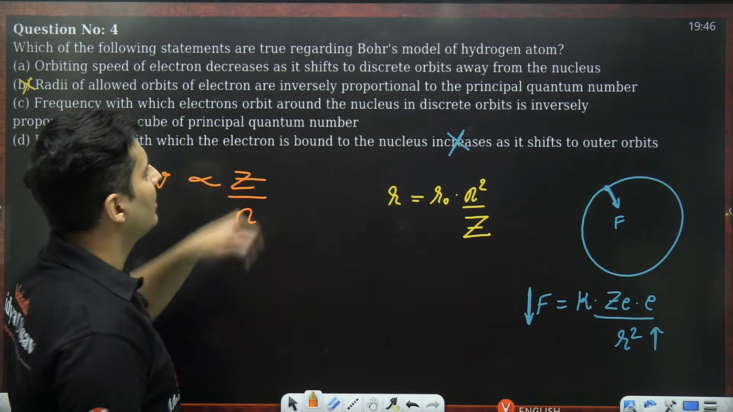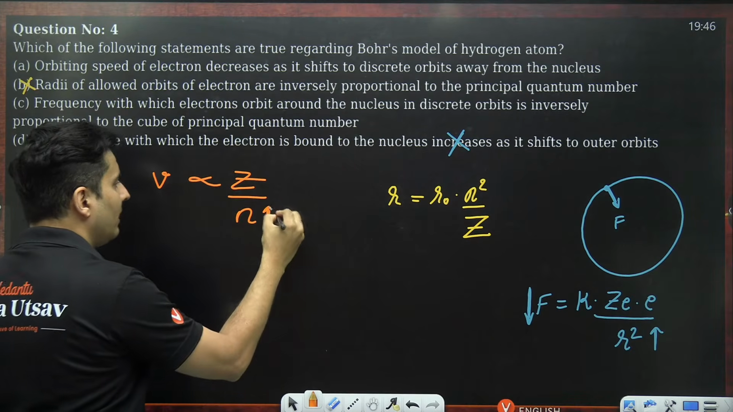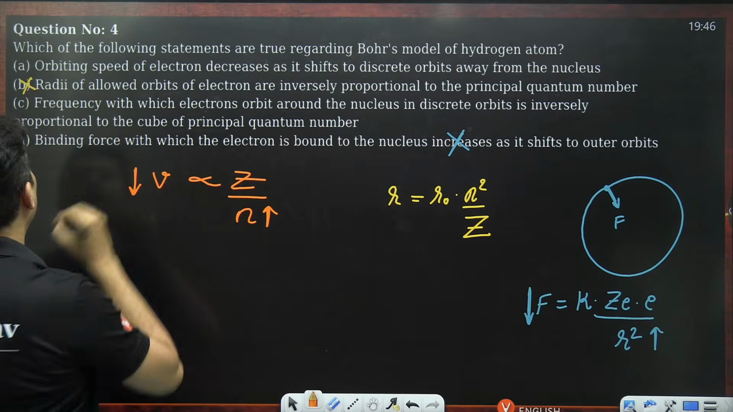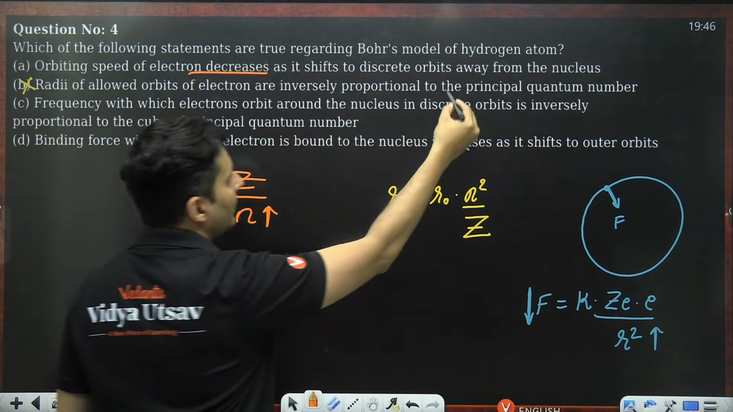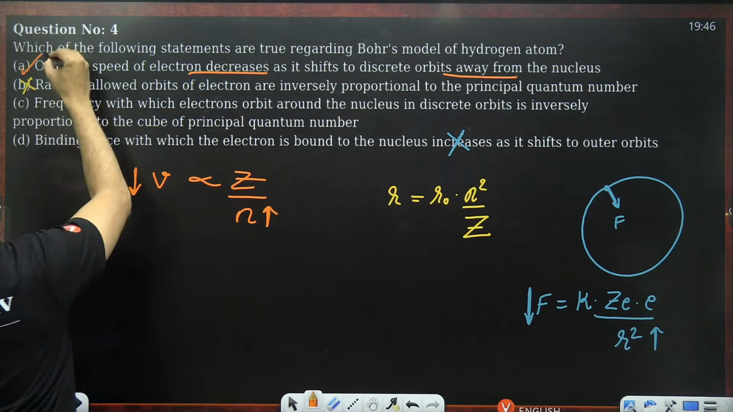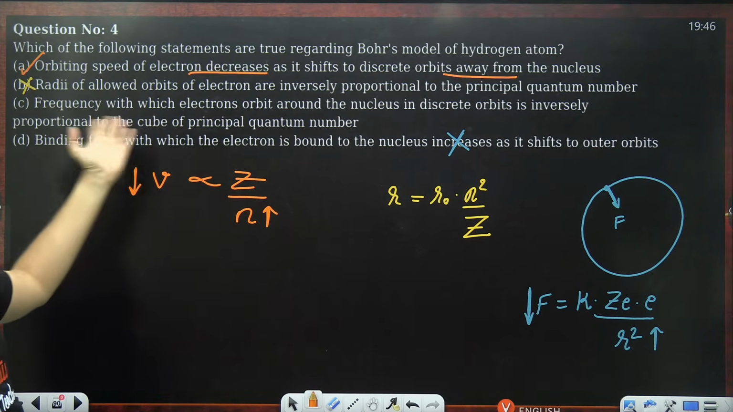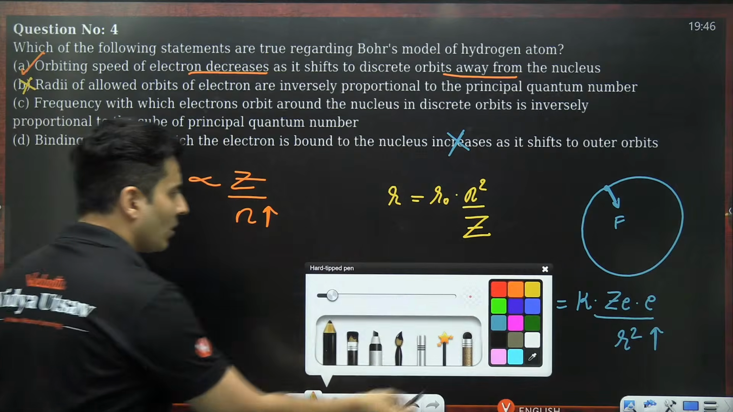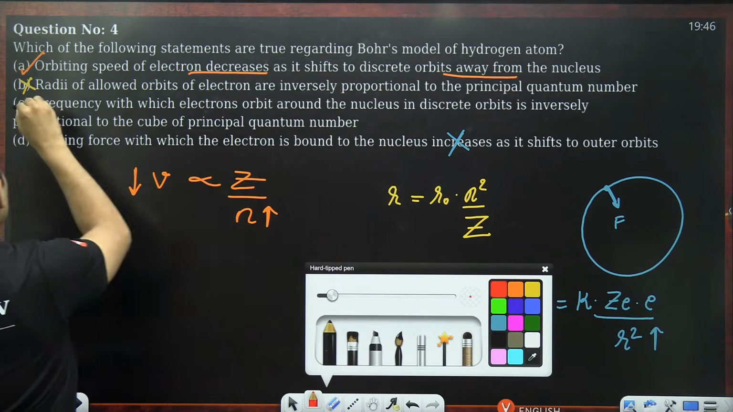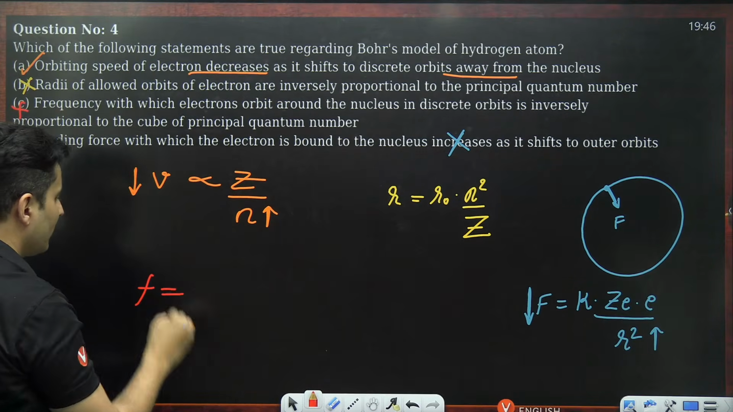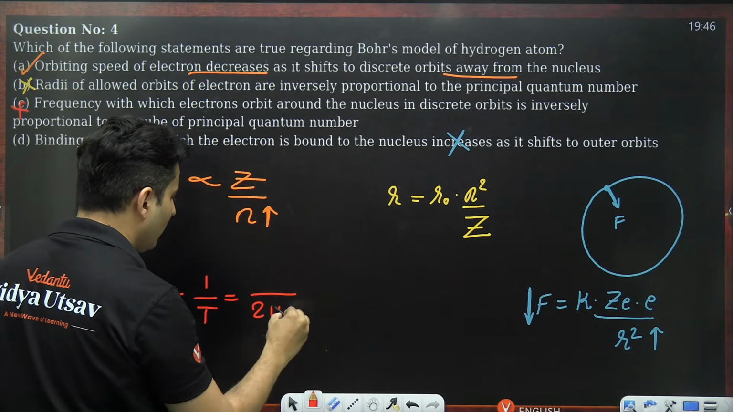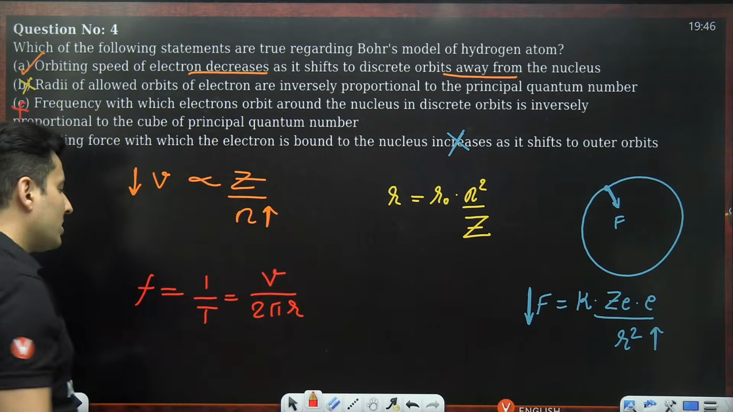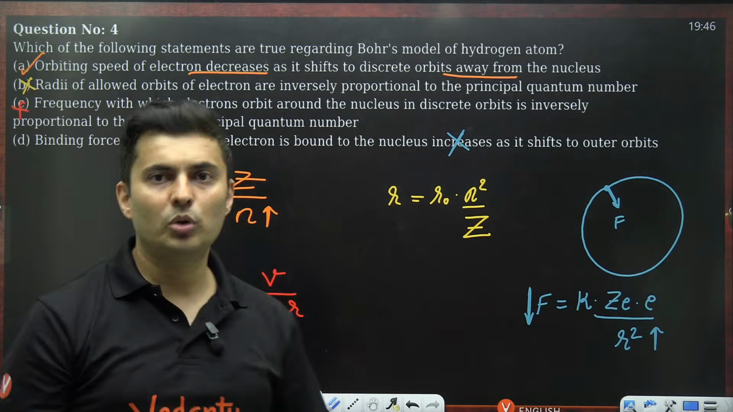As it shifts to discrete orbits away from the nucleus, n will increase, so speed will reduce. So yes, the speed will reduce as it goes away. So yes, option A is correct. C also you can figure out will obviously be wrong. If you use frequency, frequency is 1 by time period, and time is circumference, which is 2 pi r by speed. If you see, yes, it will not come out to be true.